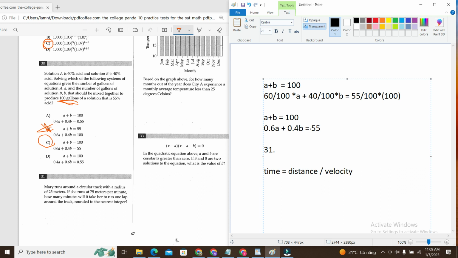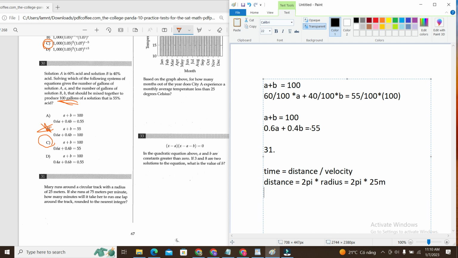Velocity. So distance here is the circumference of the circle, right? So distance is going to be the circumference of the circle, that's 2 pi times radius. So that's 2 pi times 25 meters.